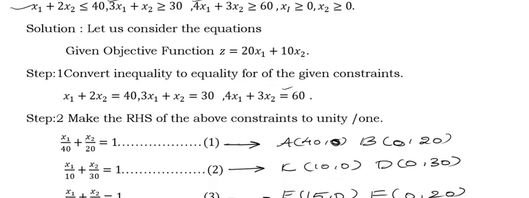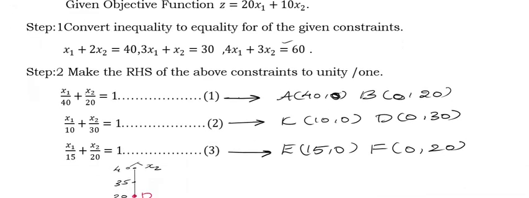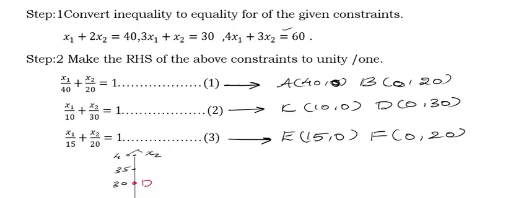So while solving by the graphical method, we have two steps. First step is whenever there are inequalities, less than or greater than, don't worry about it. Write it directly equal to. That is our first step. So we have expressed all the constraints in equal to form.